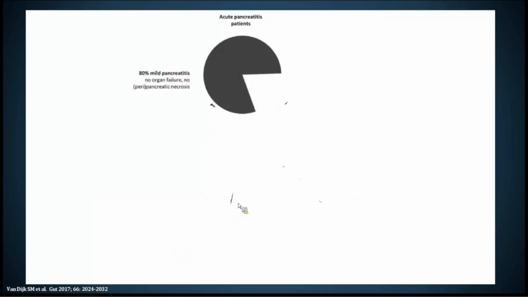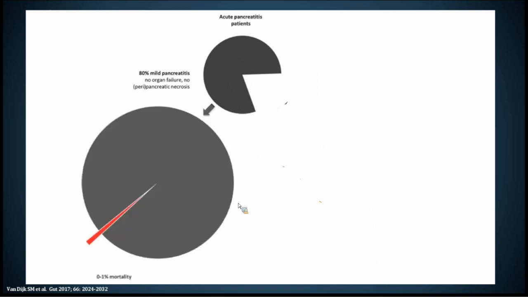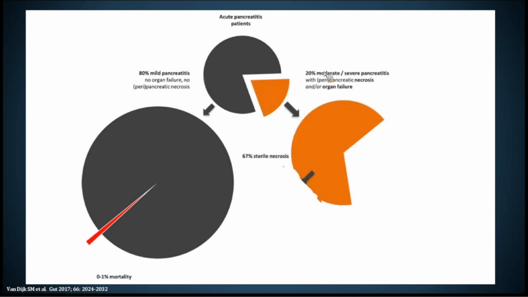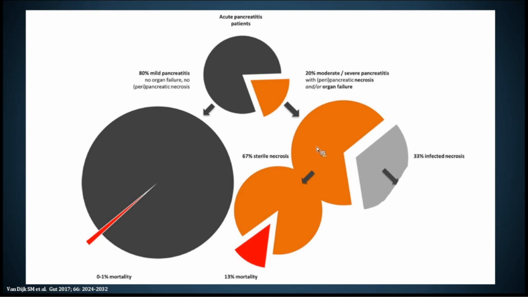So if we take a look at the entire spectrum of pancreatitis, about 80% of these patients with pancreatitis have mild pancreatitis, again, no organ failure. Of those, 0 to 1% ultimately end up dying. The rest of these do very, very well. The other 20% have moderate to severe pancreatitis, defined again by organ failure. 2/3 of those have sterile necrosis, and 13% of those die. The other third have infected necrosis, and that's the most feared complication here, and about 25% of these patients die.